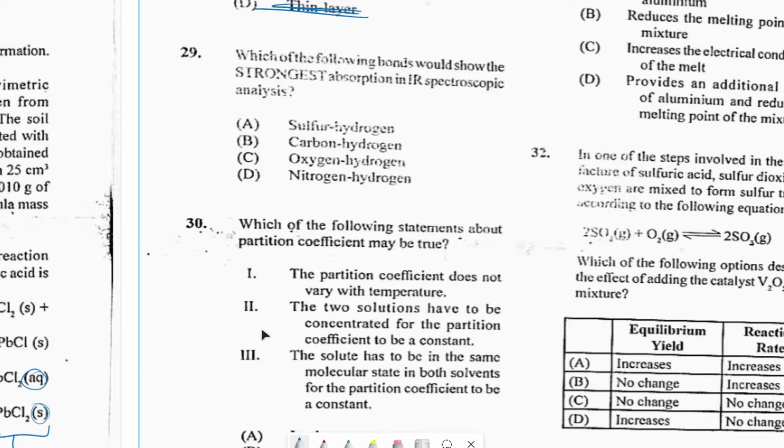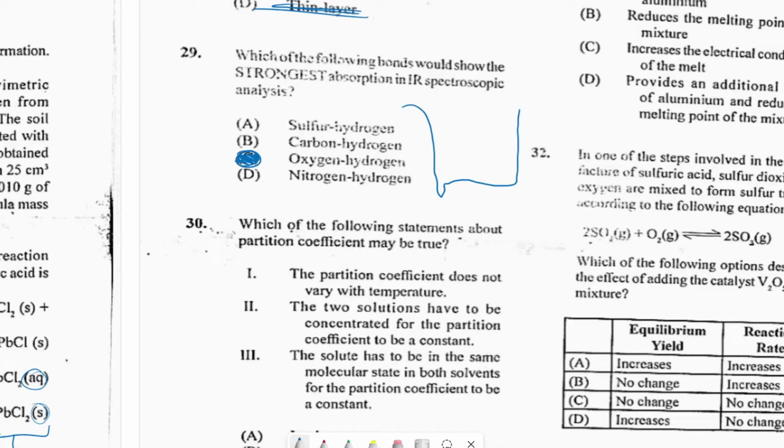Which of the following bonds would show the strongest absorption in IR? OH. That's the one with the fat band. When you look at the IR spectrum, it looks kind of like this.